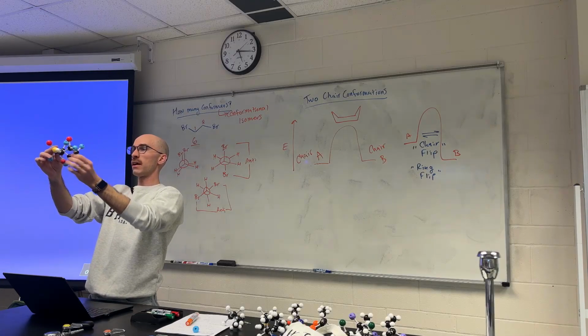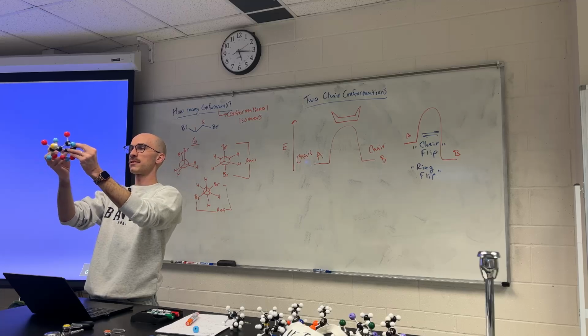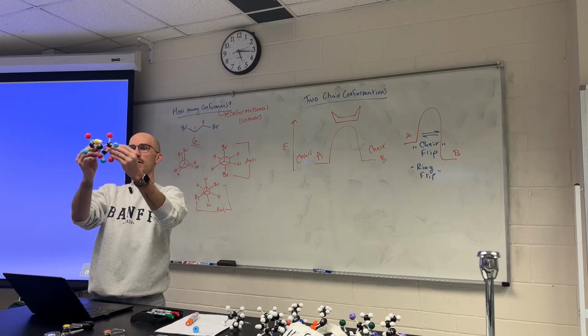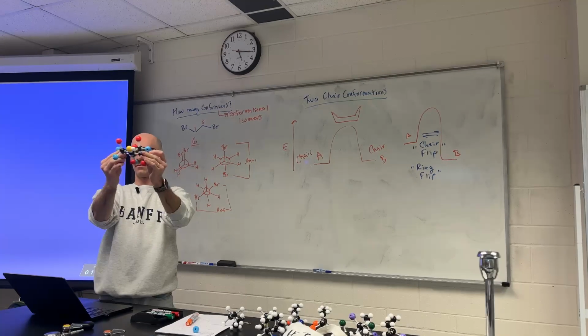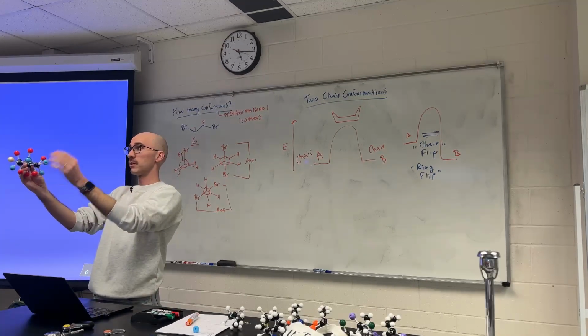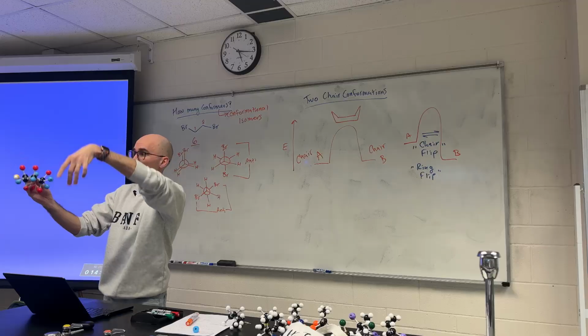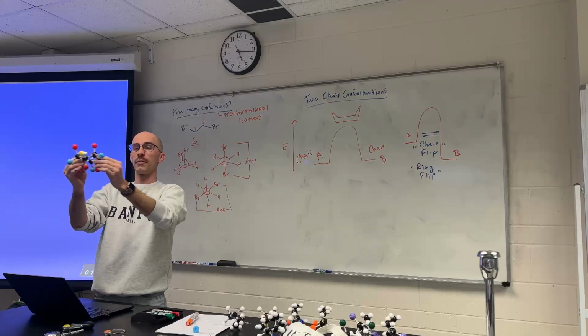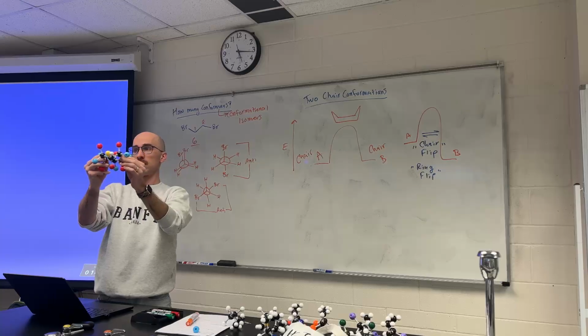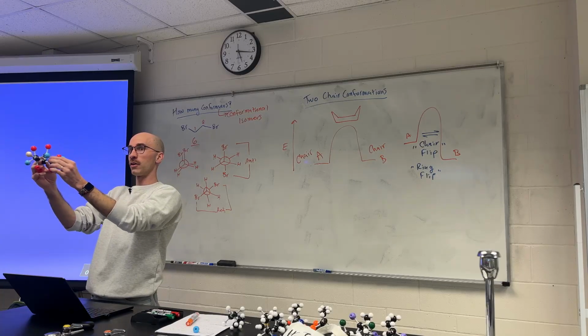In this chair flip, notice what happens to that same carbon. Is it still up? It's now a down carbon. Up carbons flip into down carbons flip into up carbons. What about the group? Is it still axial? It's now equatorial. Is it still up?